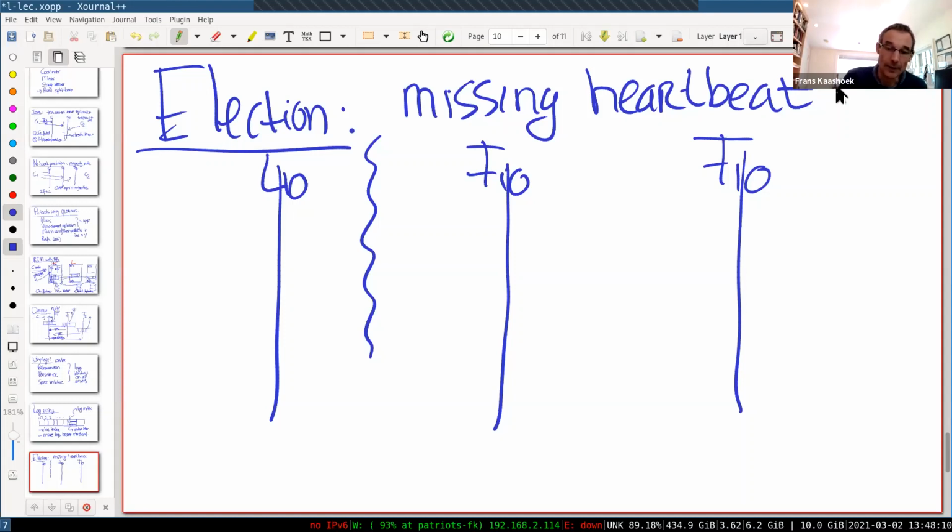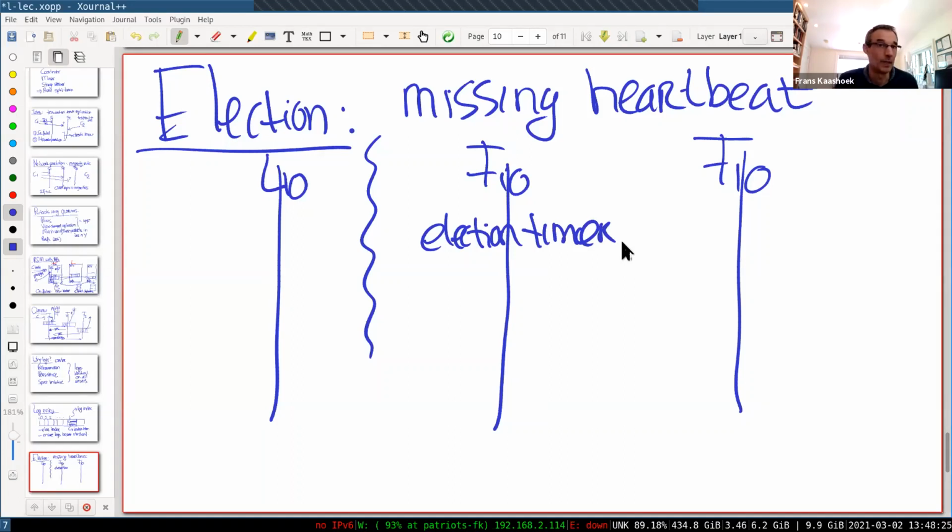So if the leader fails, then after a couple of heartbeats, and we'll talk more in detail about this, there will be an election timeout. The followers have a timer running, and they reset that timer every time they get a heartbeat or an append entry. But if they don't receive any heartbeats or append entries, then at some point after this election timeout the timer goes off, and at that point a follower starts an election.